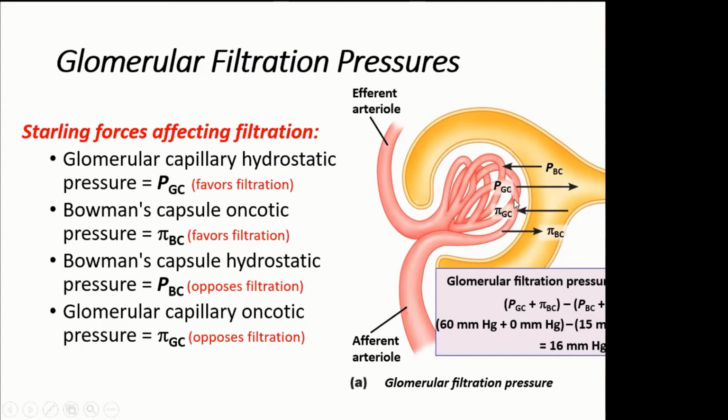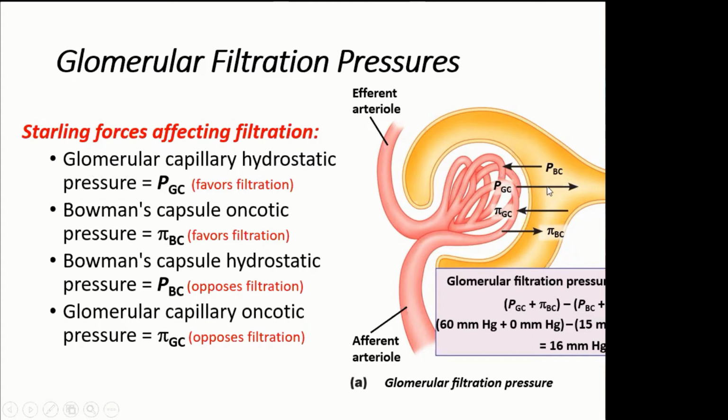So we're going to have a hydrostatic pressure from the glomerulus. So the glomerular capillary hydrostatic pressure, abbreviated PGC, is going to tend to push plasma out. So it's going to favor filtration. So filtration is moving from the blood into Bowman's capsule here.